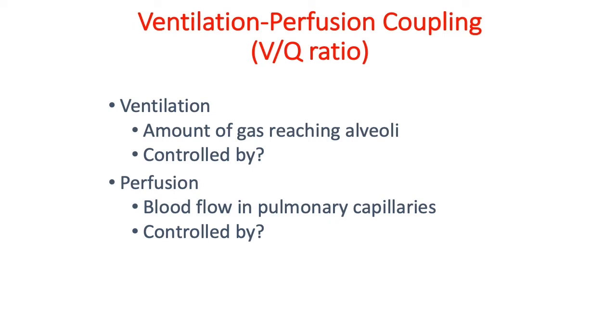This is an important ratio, and it's used to assess the efficiency and adequacy of the matching of the two variables, ventilation and perfusion. In this equation, V represents ventilation and Q represents perfusion. If you take the 4 liters per minute for ventilation and divide it by the 5 liters per minute for perfusion, you get a VQ ratio of 0.8, a little bit lower than 1.